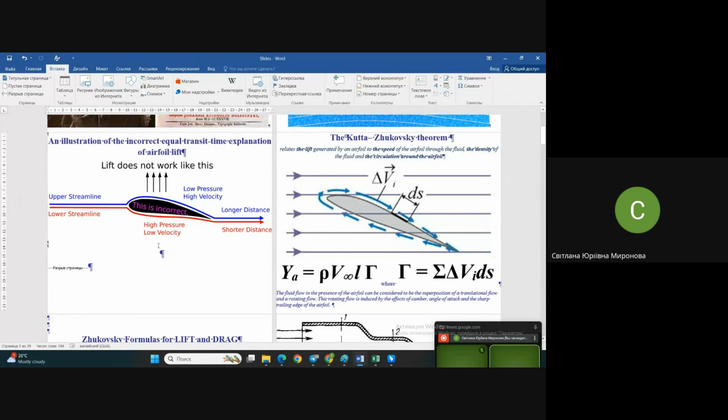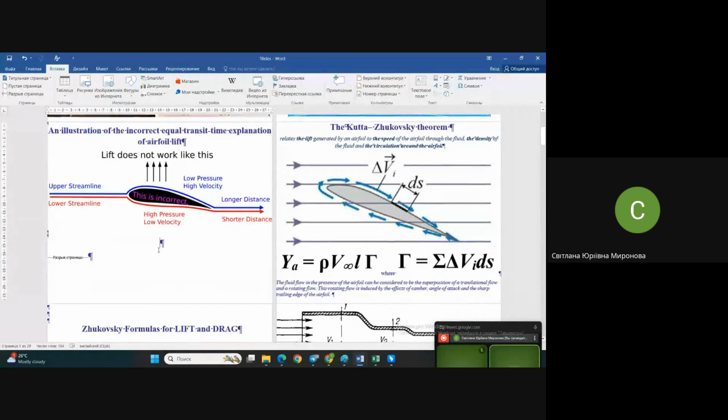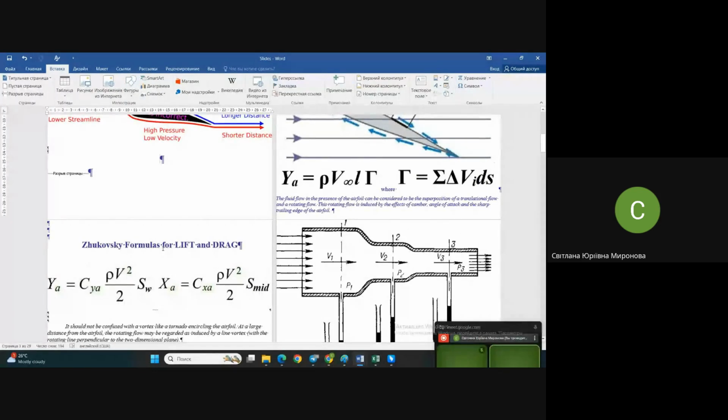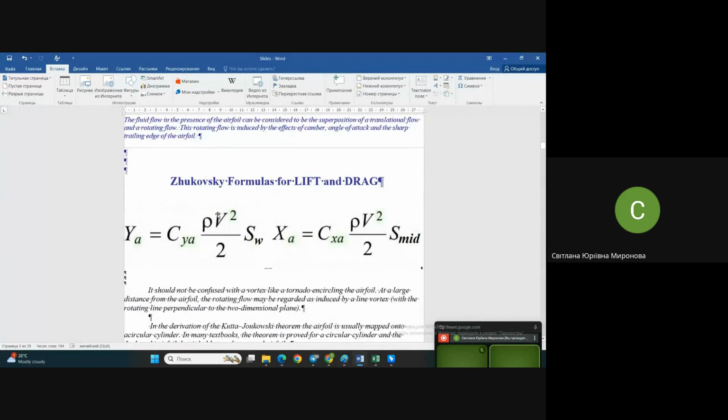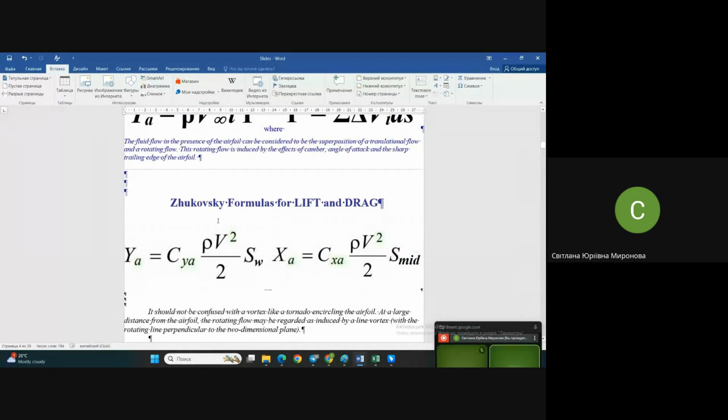When he studied the flow around different objects, he proposed formulas. Now you see these formulas as the Zhukovsky formulas on my slide. Wait a second, let me make it greater in size. You see it: the Zhukovsky formula for lift and drag. In our textbooks, in our country, they are called the Zhukovsky formulas for lift and for drag. But originally, similar formulas were written down by Newton.